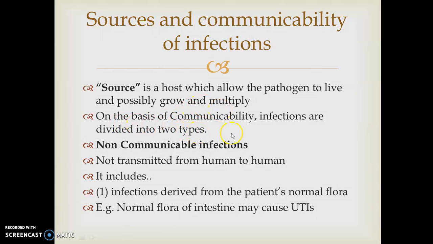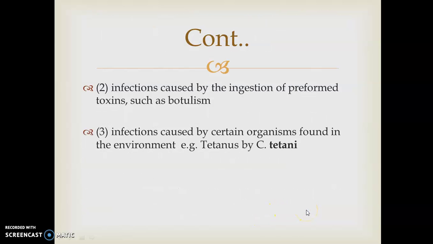On the basis of communicability, infections are divided into two types: non-communicable infections and communicable infections. Non-communicable infections are those which cannot be transmitted from human to human. They include infections which may derive from the patient's normal flora, also called opportunistic infections, and these are mostly caused in immunocompromised persons. For example, the normal flora of the intestine may cause urinary tract infections.